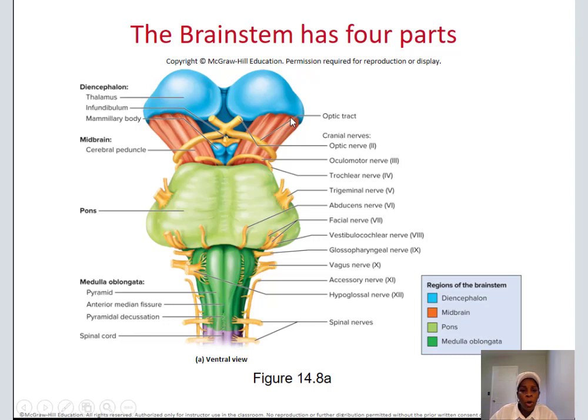Let's look at the four parts of the brainstem. You have the diencephalon. You see the thalamus. We talked about the thalamus and hypothalamus, remember? And then you have the midbrain. You see the diencephalon is in blue, right? It has the thalamus and it has mammillary bodies. We'll talk about this when we get there. And the midbrain in the middle here, the pons and the medulla. All the things that are sticking out here, these yellow things, are the cranial nerves.